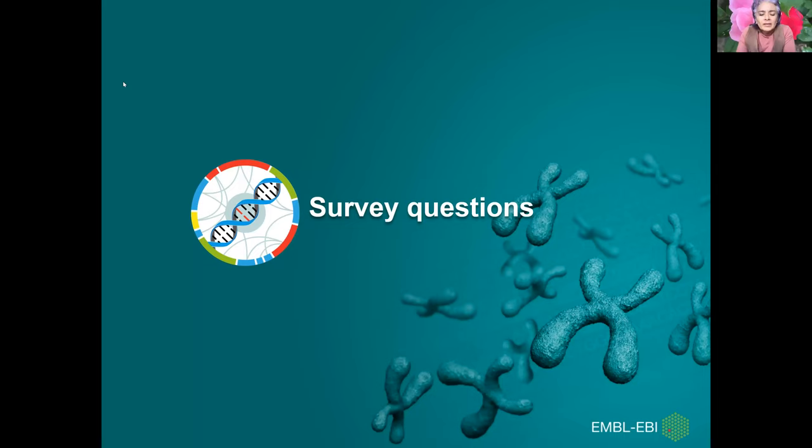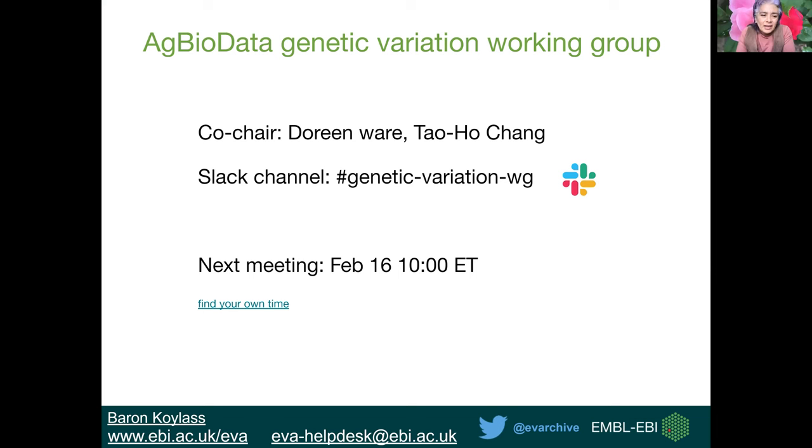I just have a comment quickly. We had also invited Gary Saunders in February 2018, and he gave us a little overview of the transition of all of the non-human genetic variation data from dbSNP to EVA. The resource as well as the recording, I believe, are available on the AgBioData website, if anybody's curious.